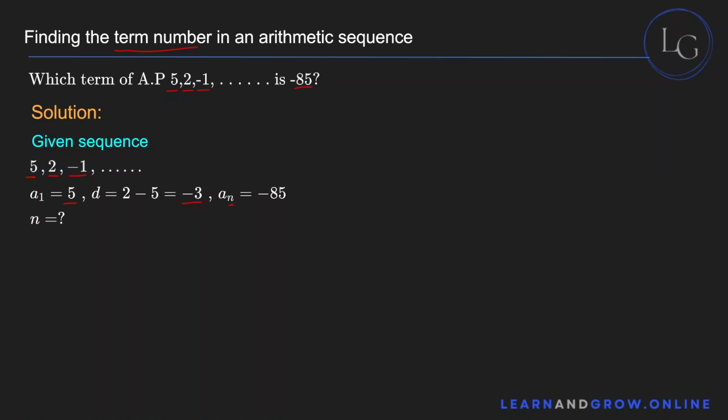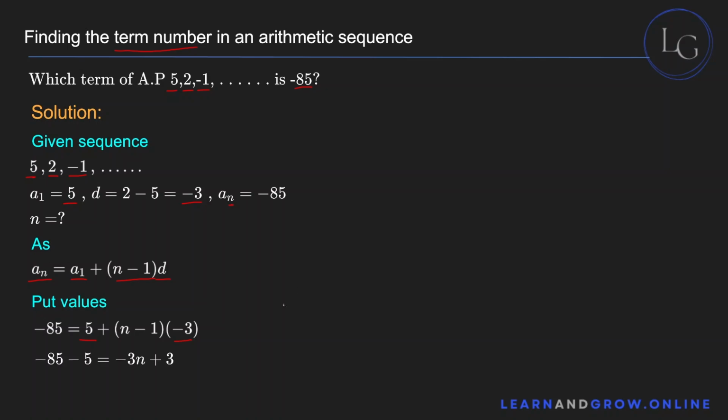So what will we do here? We know this formula that an is equal to a1 plus n minus 1 into d. So when we apply that over here, we already know that a1 is 5, and we already know that d is minus 3. So an, which is minus 85, is equal to 5 plus n minus 1 into minus 3.